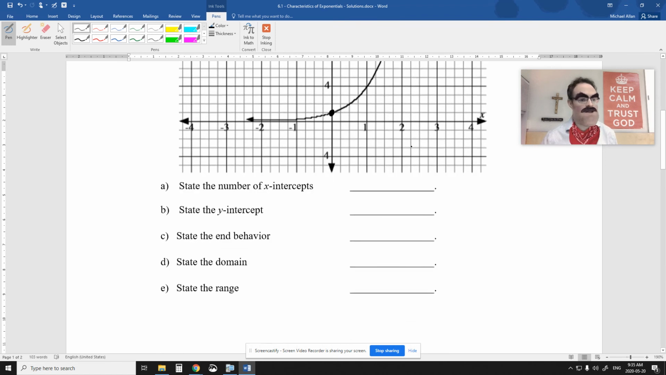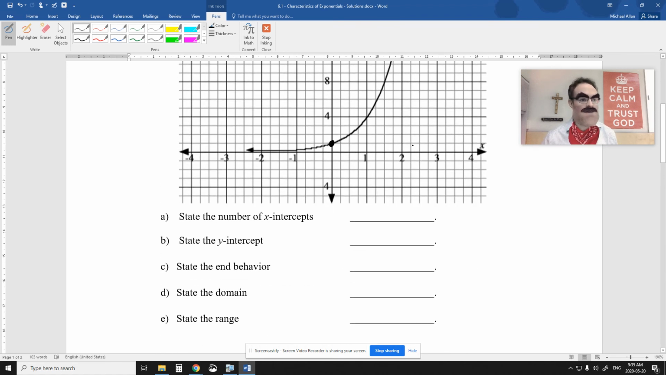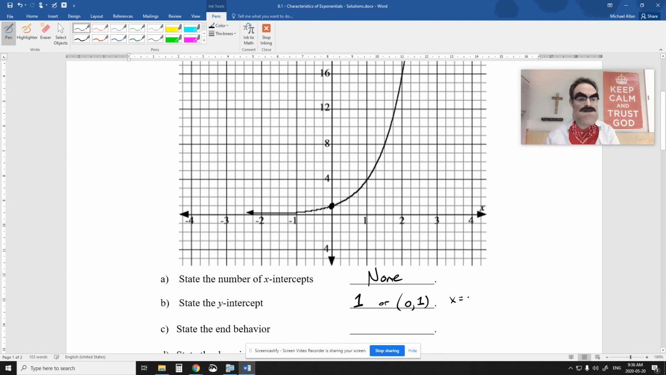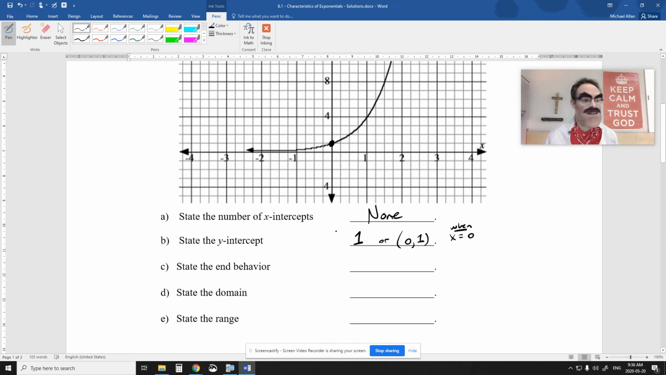So let's go down here and state some of the stuff we have here. Number of x-intercepts. That's a common thing between all exponentials in our course, at least, that they have none. Unless you move the graph downwards, then yeah, we don't have any. The y-intercept here, you could just write 1, or you can actually put the point in there, say (0, 1), right? You can determine that from making x equal to 0. You can do it that way, or you can just read it right off the graph. It's up to you.